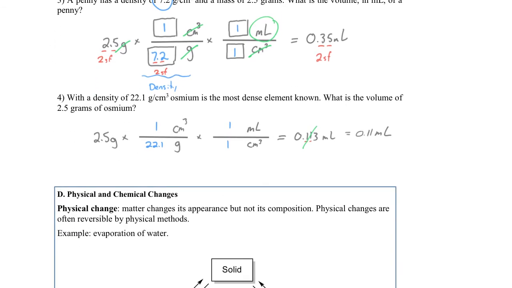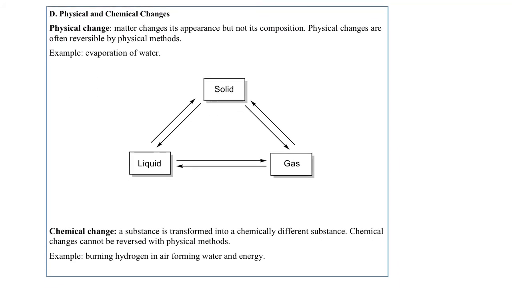Now, let's go back for a minute and talk a little bit more about the difference between physical and chemical changes. As you learned earlier, there is a difference between physical and chemical properties. Physical properties are properties that can be measured without changing the identity of the substance. This is related to the concept of physical change. In a physical change, matter changes its appearance, but not its composition. One of the important characteristics of physical changes is that they are often reversible, and they're reversible by other physical methods, meaning methods that don't change the composition.